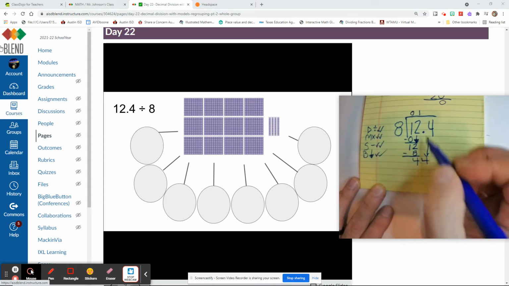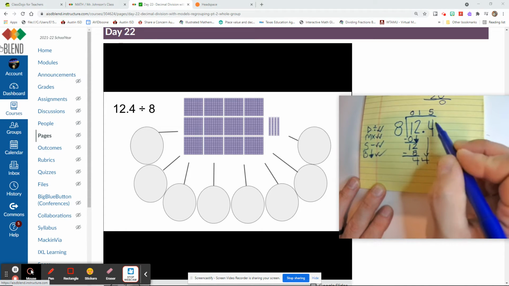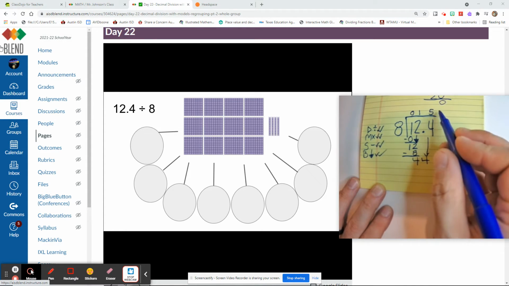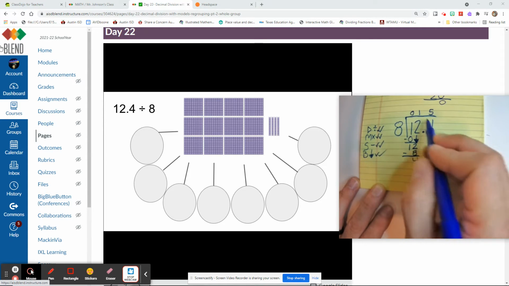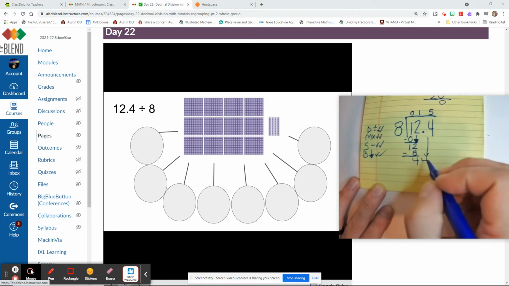Alright, so 8 goes into 44 5 times. Notice I keep my place value. I keep the 5 above the 4. Right? Make sure each time that you're doing this, you keep the number above the next number.